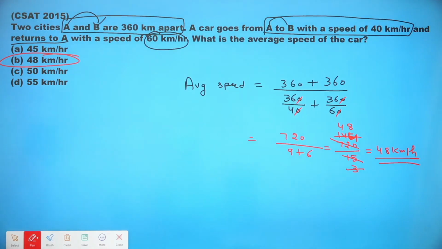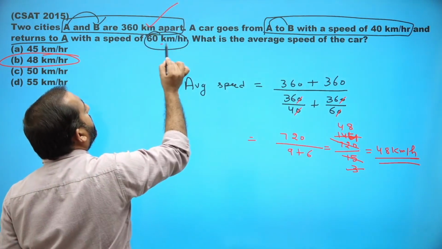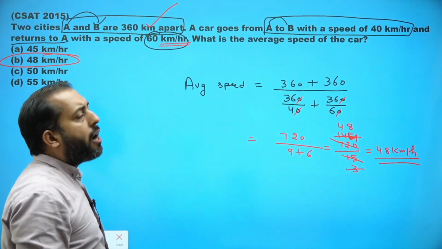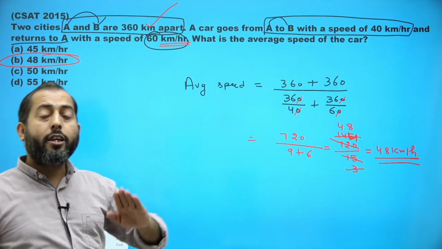Kindly make a note of it. Now why kilometer per hour? Because my distances were in kilometers and my speed was in kilometer per hour.